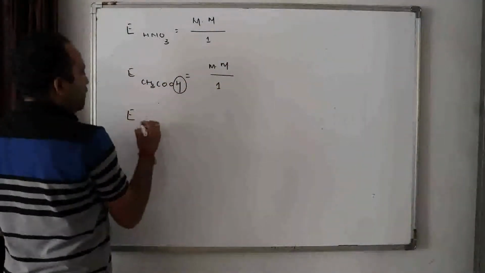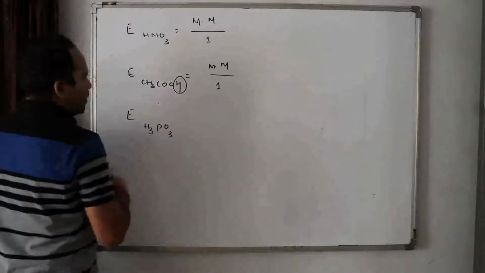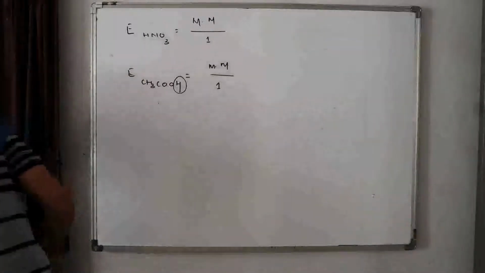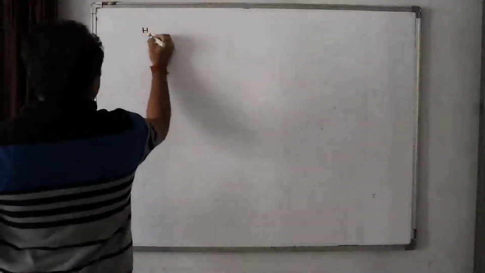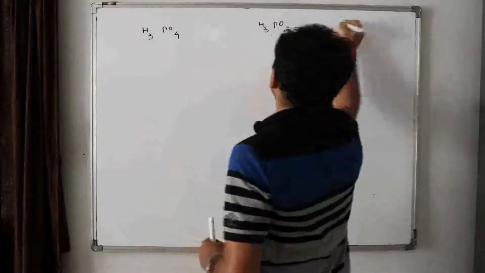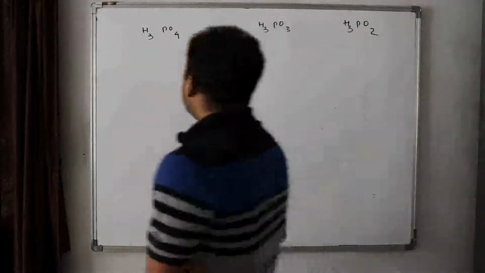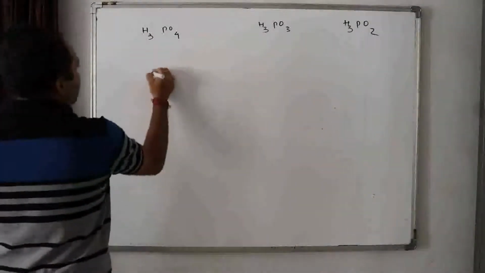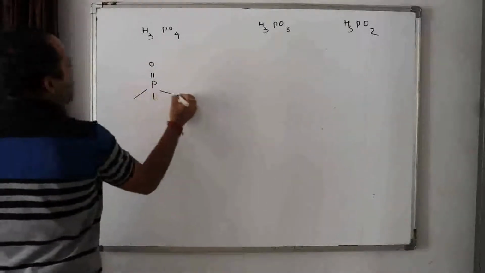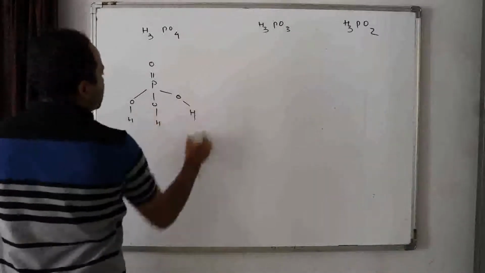Equivalent mass of H3PO3. I'll tell you this. Did you understand this? Now, H3PO3 concept. See, there are three acids: H3PO4, H3PO3 and H3PO2. In these three cases, see the structures. You will be studying about these structures in chemical bonding or in the respective families.